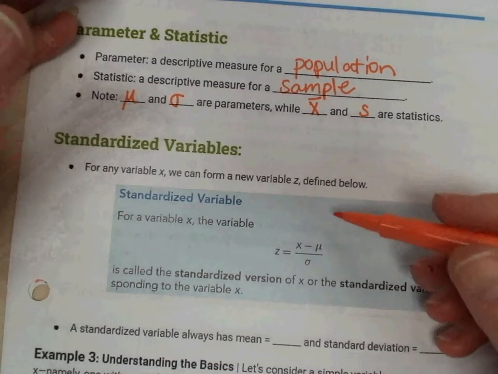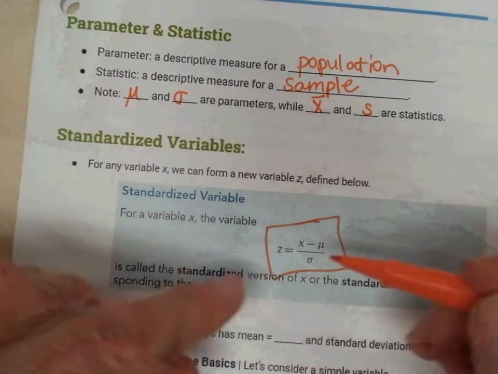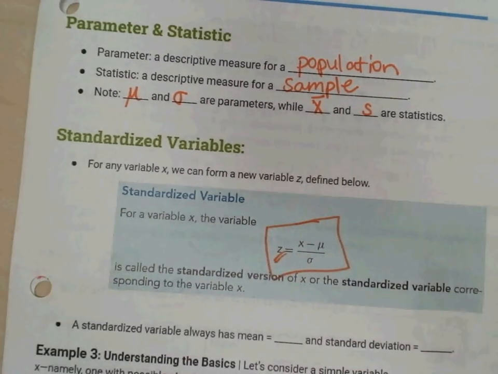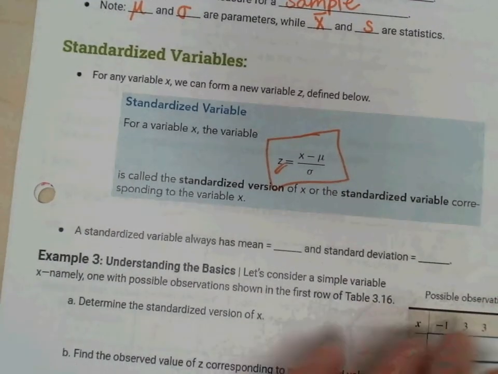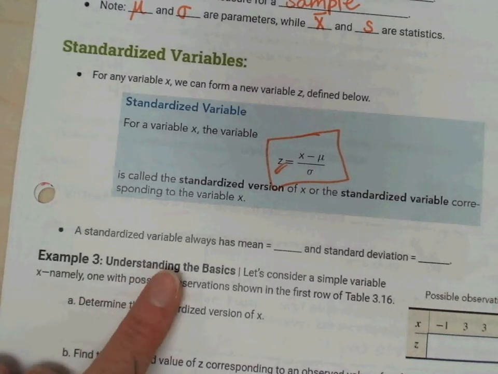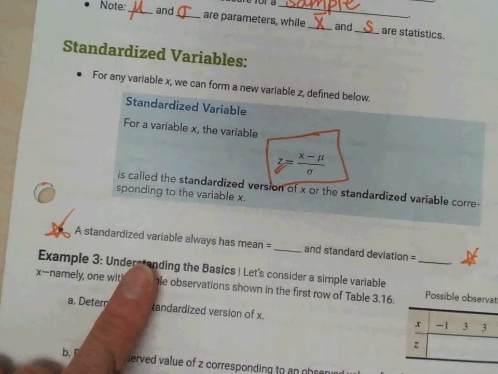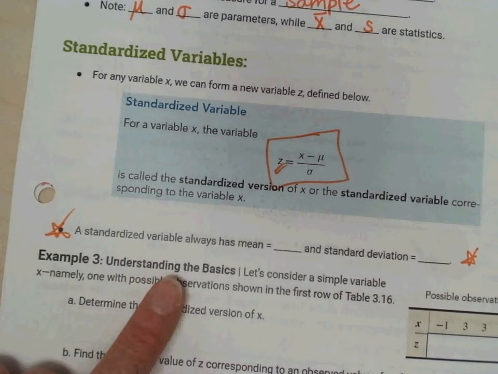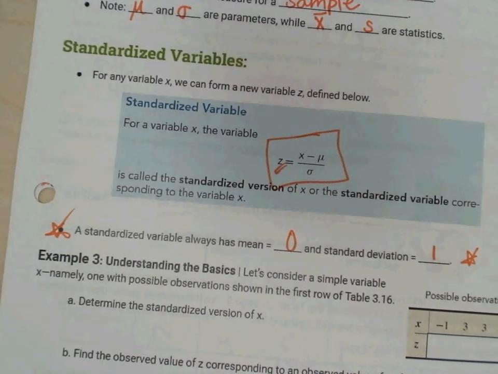This is it. Last topic, last new letter. Don't worry, it's English. It's Z, the English letter Z. And it's the standardized version of the variable x. Now, these little bulleted point sentences are so impactful. The standardized variable always has a mean of 0 and a standard deviation of 1.